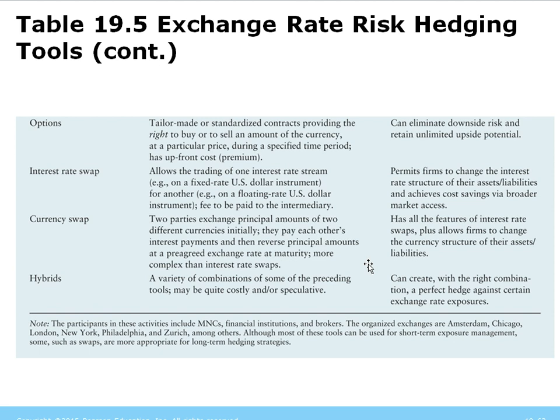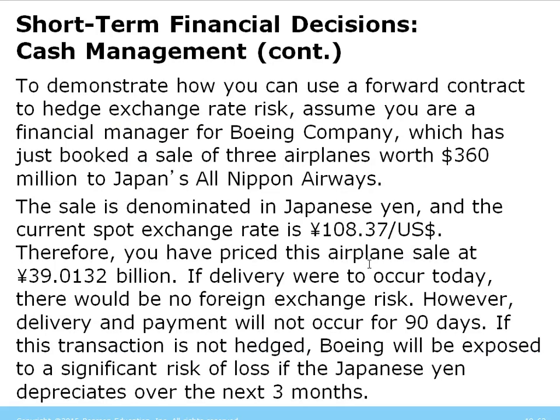So two parties can exchange. Say you had a European company and an American company, so the American company is going to be earning euros and the European company is going to be earning dollars. They can just agree to swap these two different currencies initially and pay each other's interest payments, and then reverse the principal amounts at the pre-agreed exchange rates at maturity. It's more complex than an interest rate swap, but usually more cost effective. And there can be hybrids of any of these strategies for hedging.